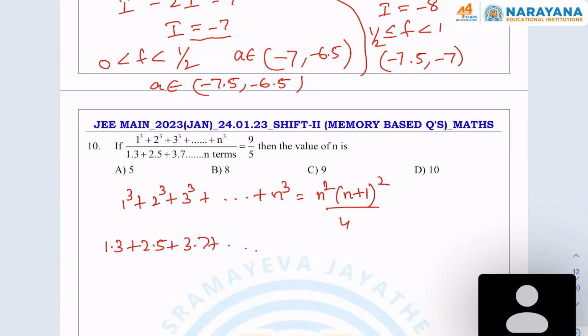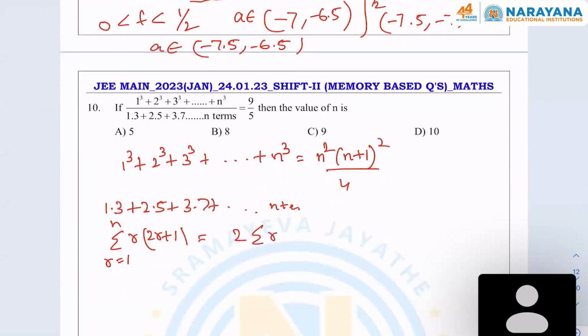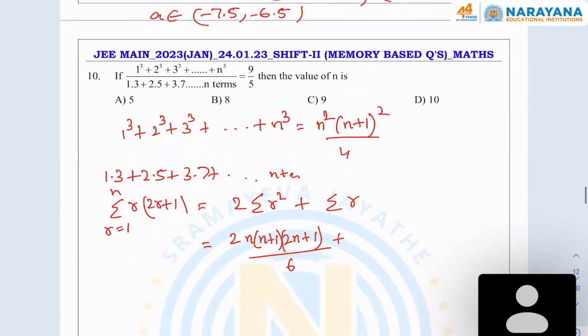So here, first I want to find the general term. General term is sigma r into (2r plus 1), and here total n terms, right? r is equal to 1 to n. So this is equal to 2 into sigma r plus sigma r, here r is equal to 1 to n. So 2 into n(n plus 1)(2n plus 1) by 6 plus n(n plus 1) by 2.